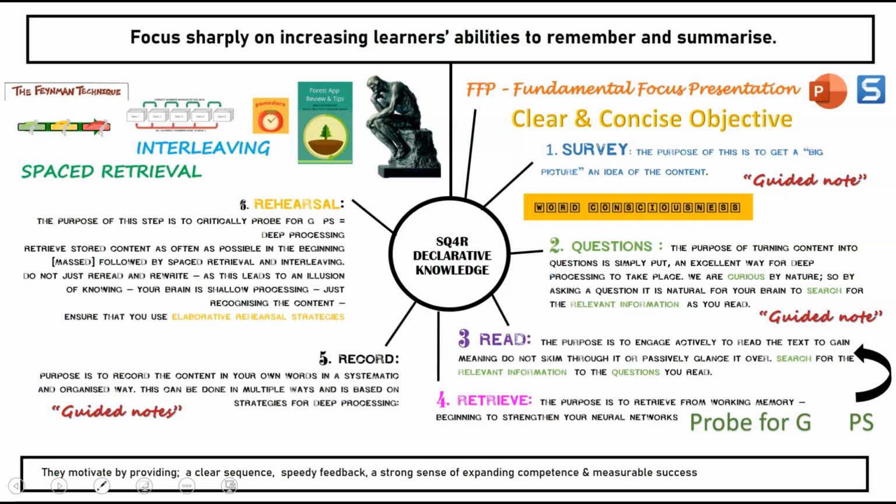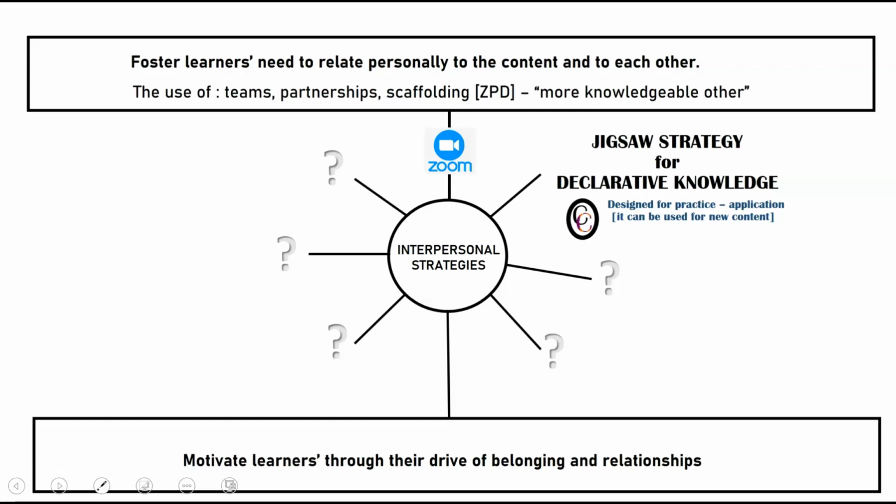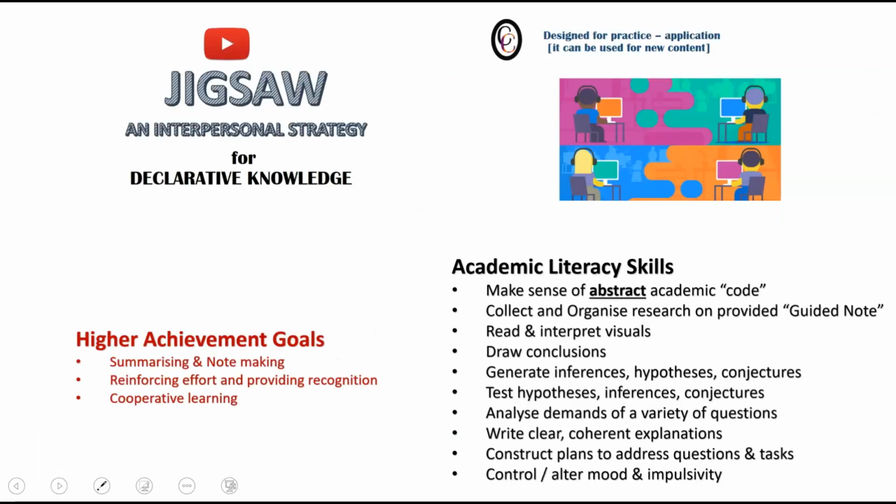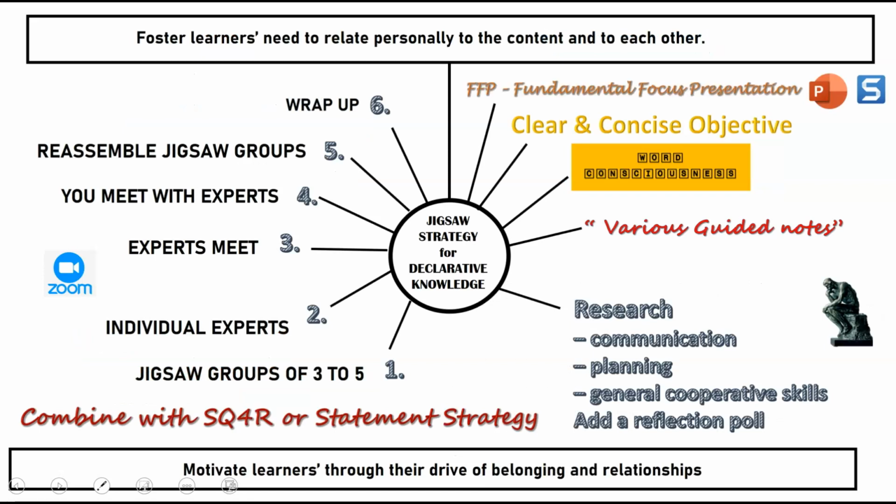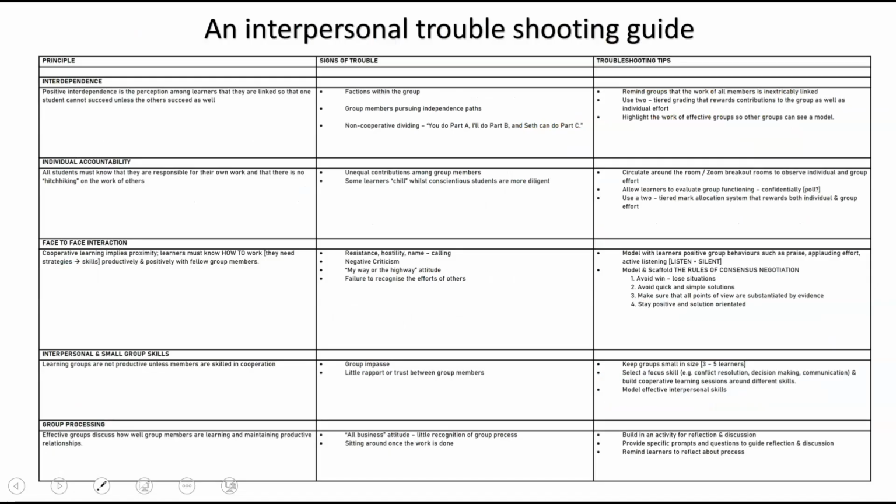for the SQ4R strategy. Interpersonal strategy, we've only done the jigsaw strategy, which is effective if you'll use your breakout rooms on Zoom. Again, what it's designed for, the higher achievement goals, academic literacy skills, and then the elements you require for the jigsaw strategy. I'd recommend you combine it with SQ4R or the statement strategy. So after they know their work, then they come along and they do the jigsaw strategy.